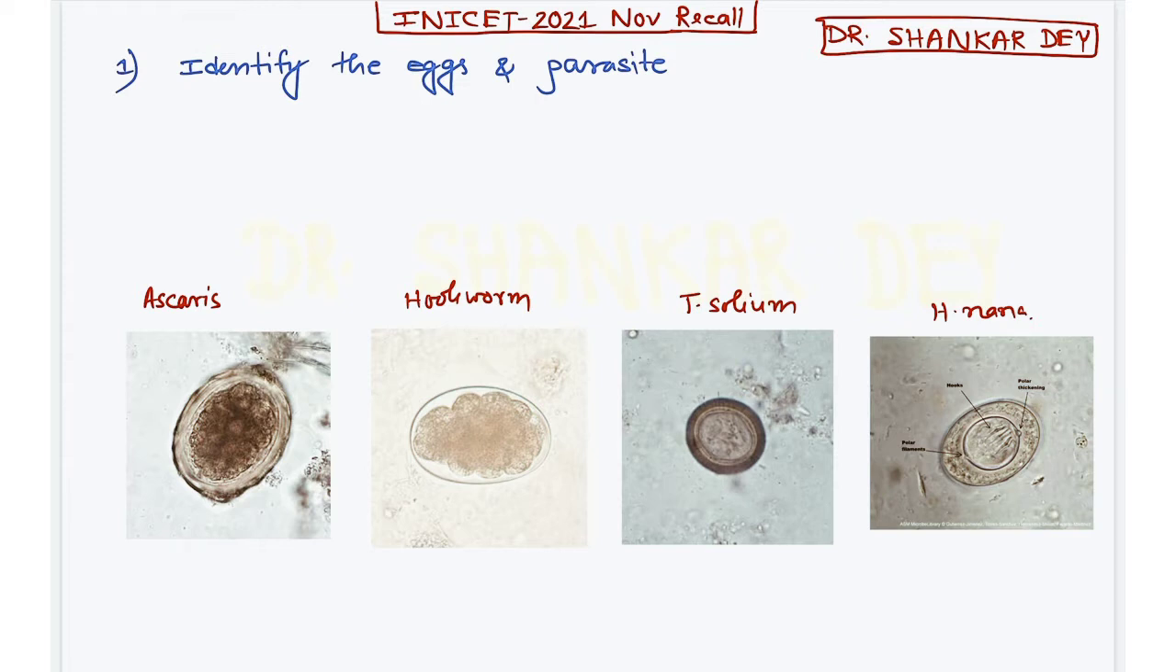So this question was given in today's exam. They have asked to identify the individual eggs. The options were like egg 1 Ascaris, 2 Hookworm, 3 Taenia, 4 Hymenolepis nana. Alternative options are also given like 1 Hookworm, 2 Solium, 3 nana, 4 Ascaris, like that. So the answer will be this. This is Ascaris, this is Hookworm egg, this is Taenia, and this is Hymenolepis nana.